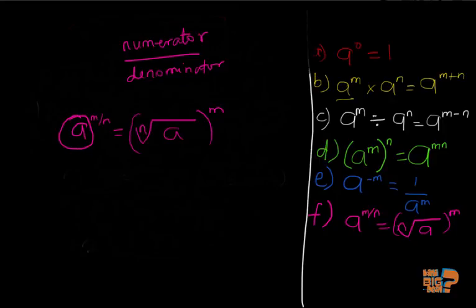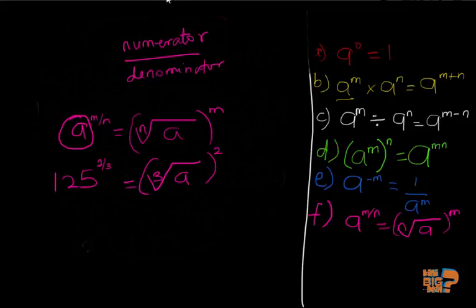Let's quickly have an example. If you have 125 raised to power 2 over 3, okay? Our a is 125, then our m is 2, our n is 3. What we are saying is 3 root a, raised to power m, which is 2.